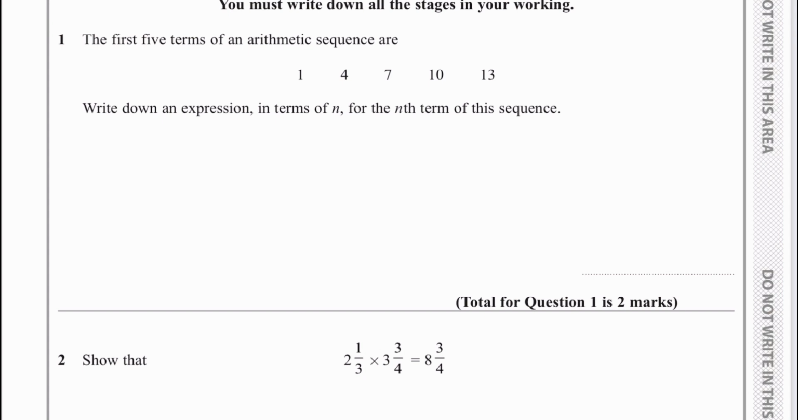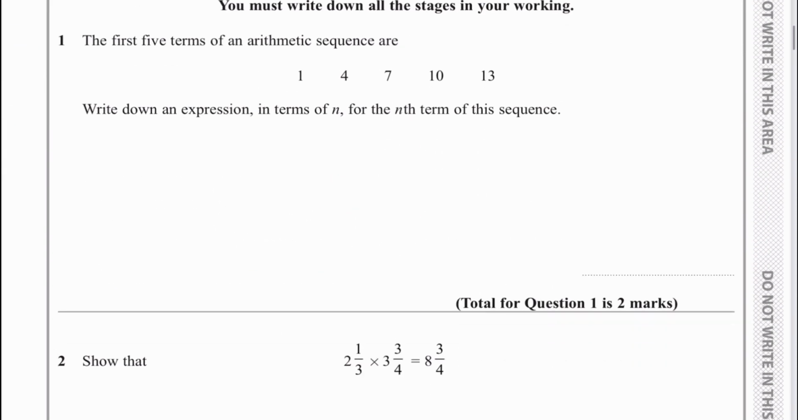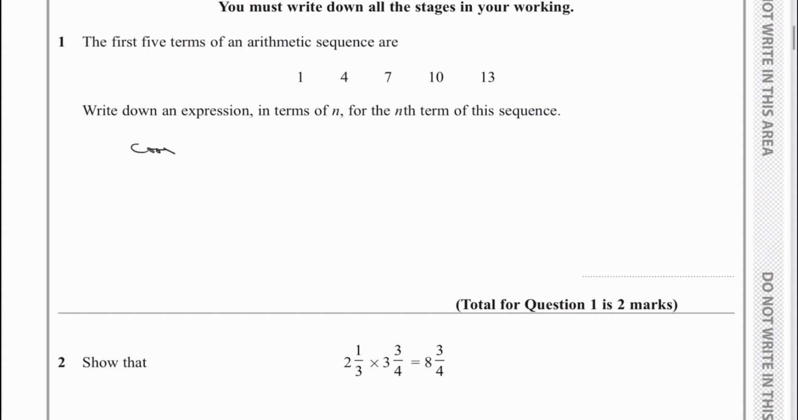Write down an expression in terms of n for the nth term. This is a really popular GCSE question. All we do is we need two things. We need what's called the common difference, and if we look at the series, it's going to be a difference of positive 3 each time. So in other words, all we're doing is we're adding 3 to each of these numbers.